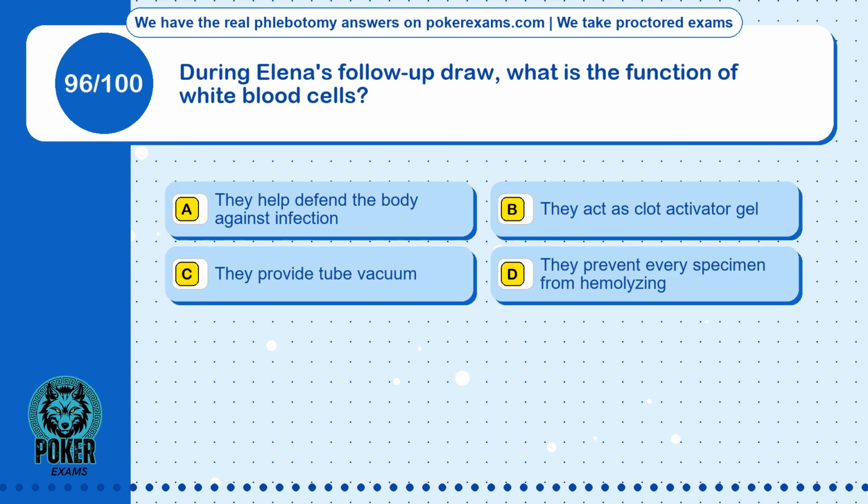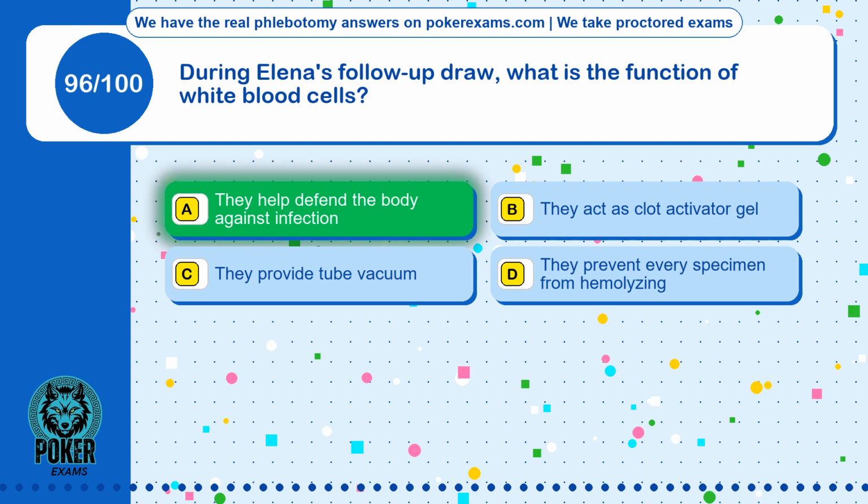Question 96. During Elena's follow-up draw, what is the function of white blood cells? Option A. They help defend the body against infection. Option B. They act as clot activator gel. Option C. They provide tube vacuum. Option D. They prevent every specimen from hemolyzing.